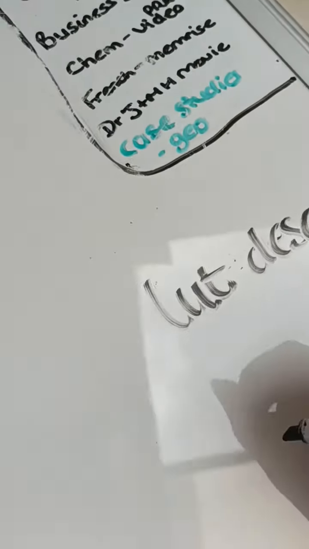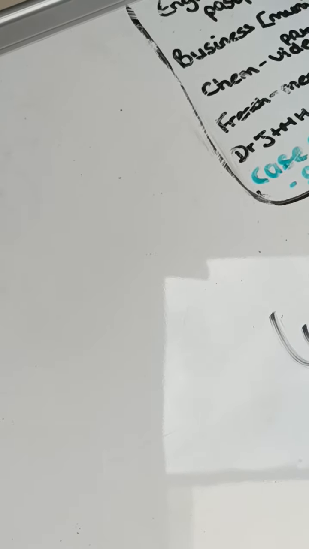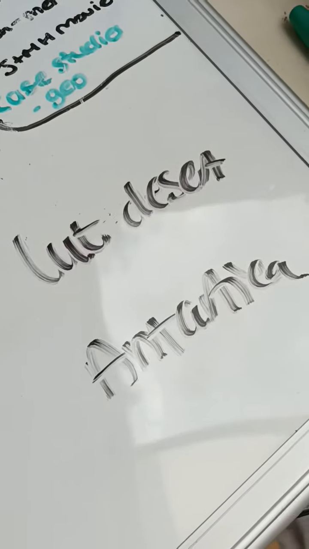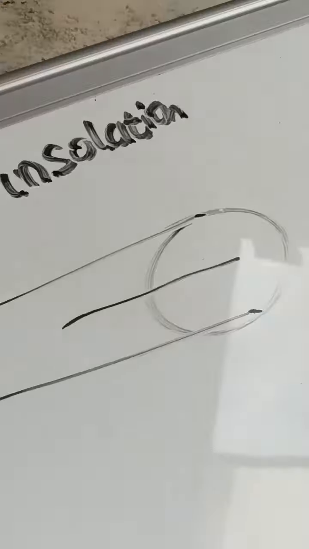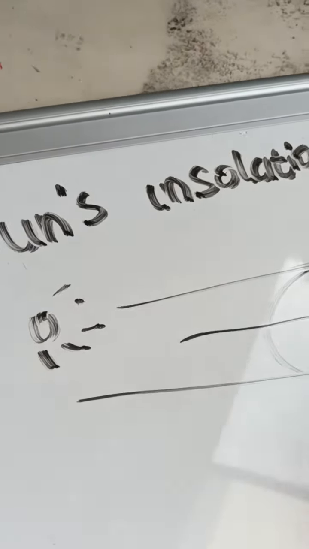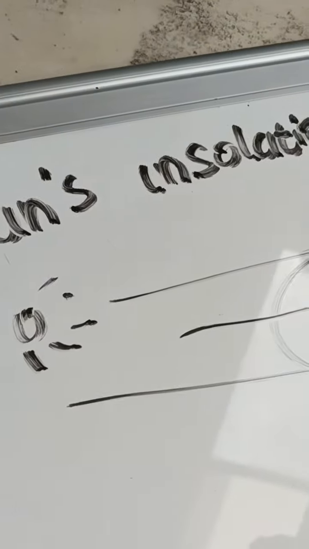Okay, let's talk about, so that's the coldest place on Earth. So let's talk about Lut Desert. So the sun's insolation would be highest at the equator, and that's where Lut Desert is.